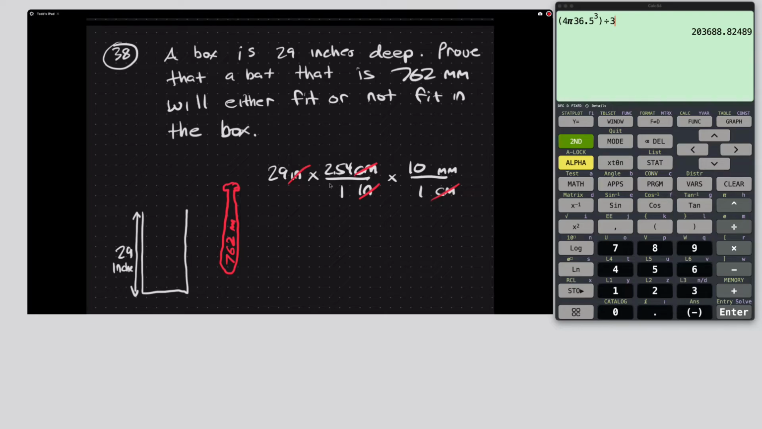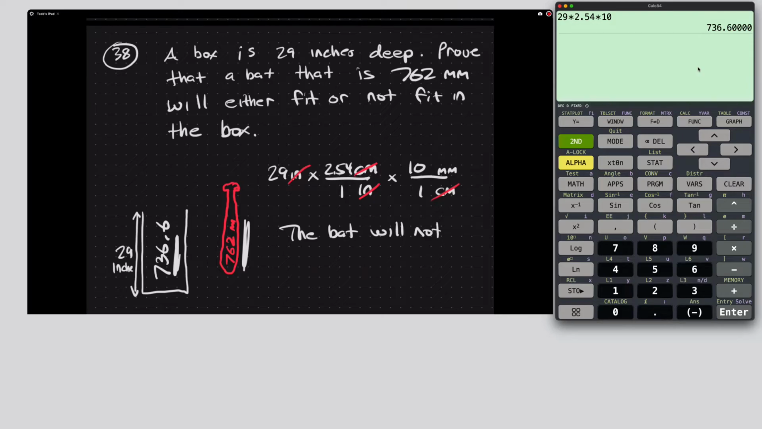So it's only 1's on the bottom, so basically we're just going to multiply the top through. So I get 29 times 2.54 times 10 equals, and we got 736.6. So this is 736.6 millimeters. So that is less than the length of the bat. So the bat will not fit in the box.